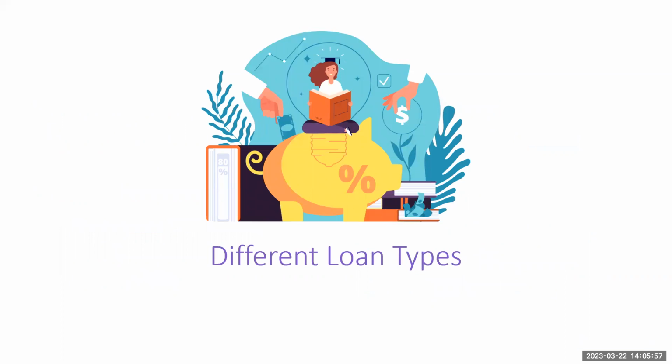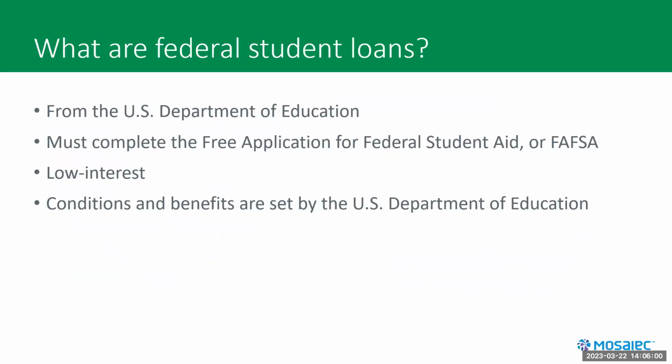Now, we're going to go into student loans. So what are federal student loans? Of course, these are loans from the Department of Education. You must fill out a FAFSA in order to receive federal student loans. The benefit with federal loans is that they offer a low interest rate. The conditions and benefits are set by the Department of Education. While you are in school, as long as you remain attending at least half time, there are no payments due for subsidized and unsubsidized loans. We're going to get into the differences between the types of loans, but the repayment options and all of that are set by the Department of Education. So it's all regulated and standard based on the type of loan that you take out.